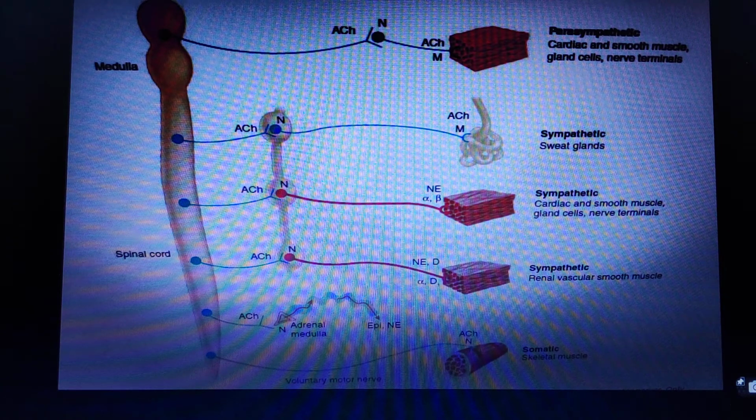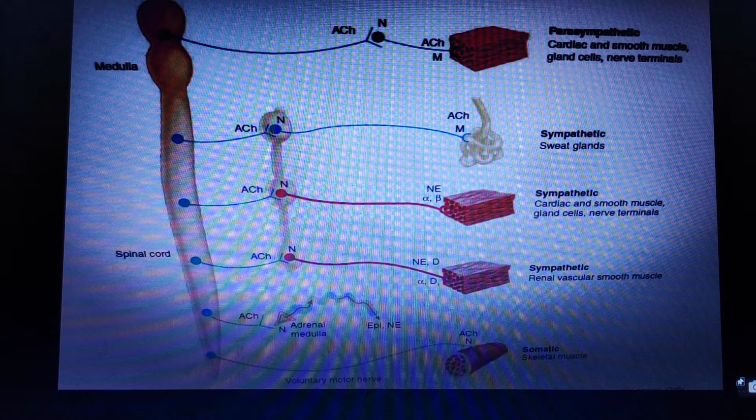If we see the sympathetic nervous system, primarily the sweat glands, here also acetylcholine is present in the ganglion, and at the level of the sweat gland it is acetylcholine again, acting on the muscarinic receptors. But other than the sweat gland, in the sympathetic nervous system we find that at the ganglion the neurotransmitter is acetylcholine, but in the organ the neurotransmitter is noradrenaline, which acts on either alpha or beta receptors.